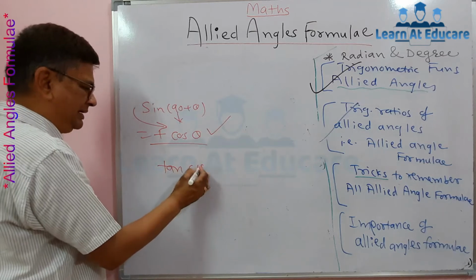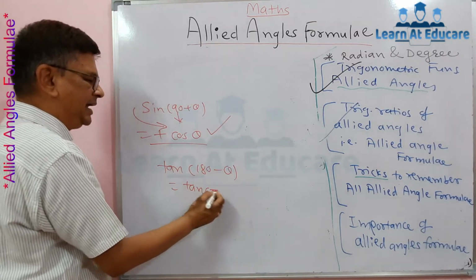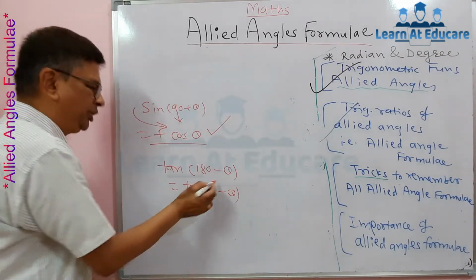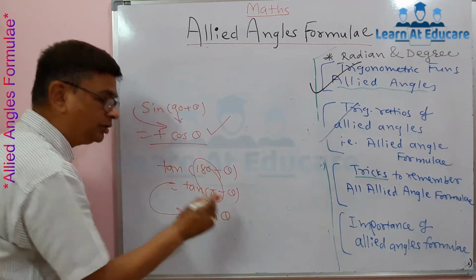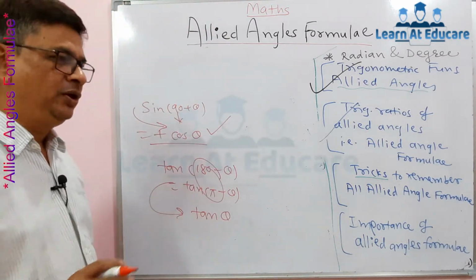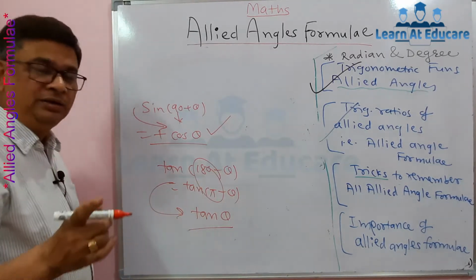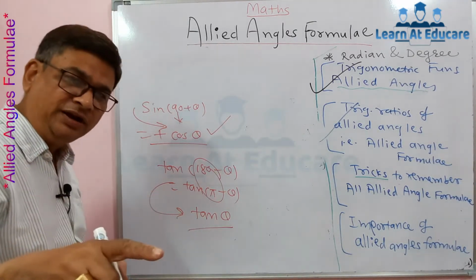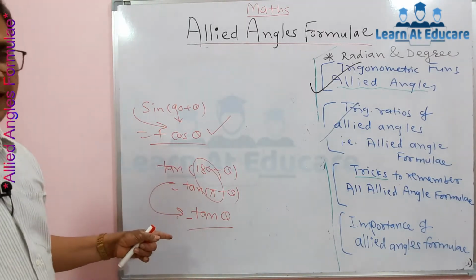If you want tan of 180 minus theta, that is the same as tan of pi minus theta. Because it is 180, tan will remain tan, it will not change to cot, because the change occurs only for 90 and 270 degrees. So tan of 180 minus theta remains tan theta, but 180 minus theta comes in the second quadrant, therefore the value of tan will be negative, that is minus tan theta.